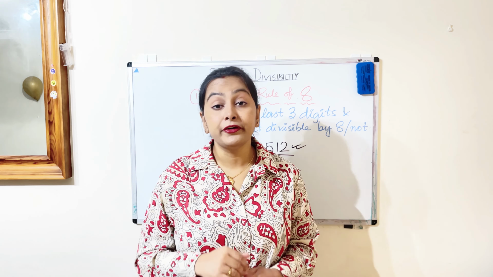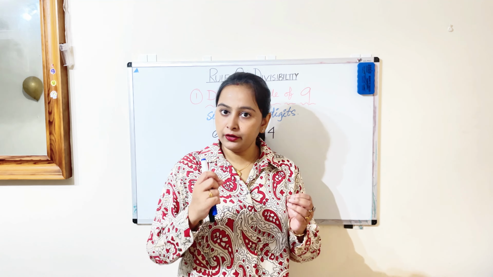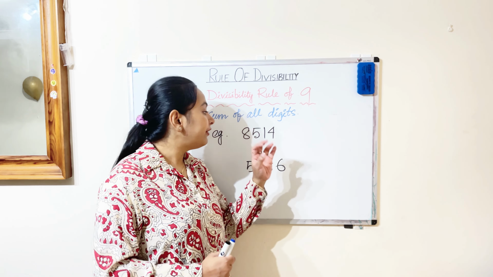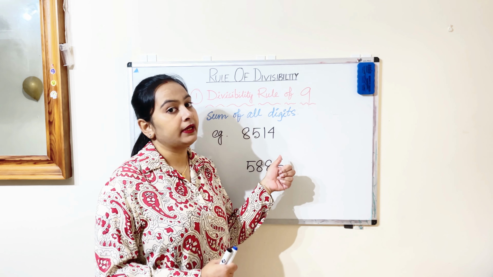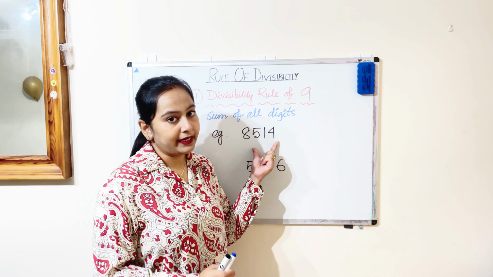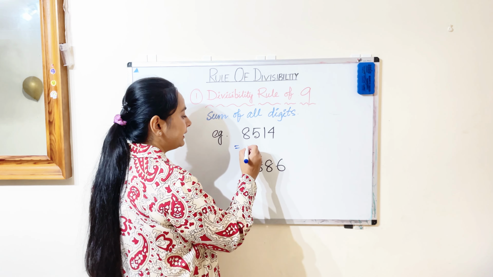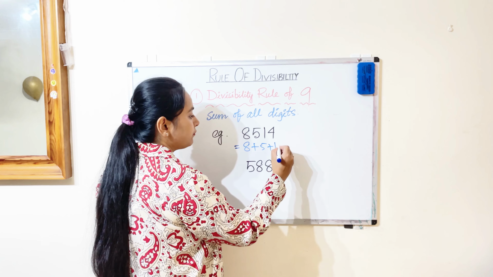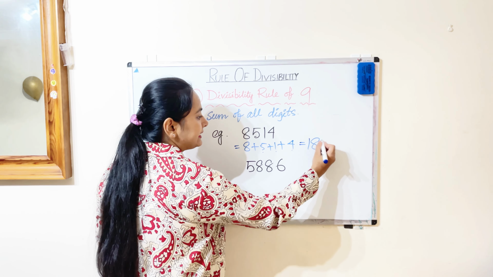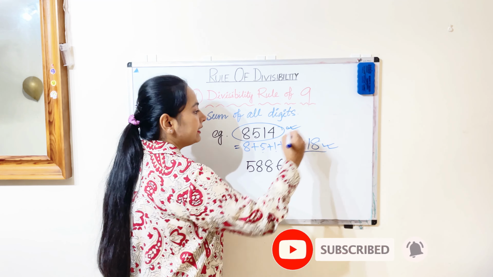Let's move on to the next part, that is the rule of 9. The rule of 9 is the same as the rule of 3, right? So for the divisibility rule of 9, what do we need to do? We have to add all the digits of a given number. If the result is divisible by 9, then that number should be divisible by 9, right? I have taken two examples over here. 8514: add all the digits, 8 plus 5 plus 1 plus 4. What are we getting from there? 4 plus 1, 5, 5 plus 5, 10, plus 8, 18. So 18 is divisible by 9. So that number is also divisible by 9, right?